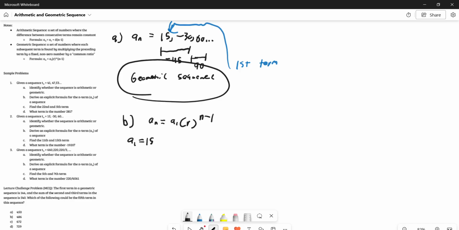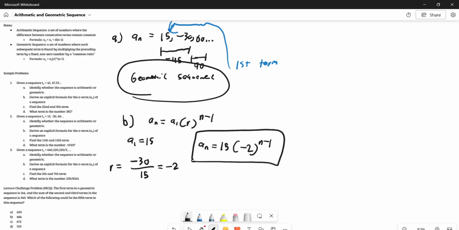And to find the common ratio, we can divide the preceding term by the first term of 15. The preceding term is negative 30, and the first term is 15, right? So by that, this is negative 2. So we have basically found our formula. A sub 1 is 15, so plug that in. The common ratio is negative 2, so plug that in. And n minus 1, just keep it there.